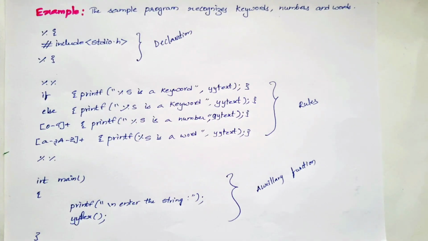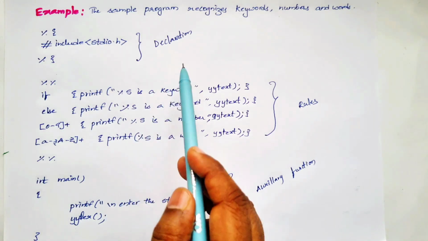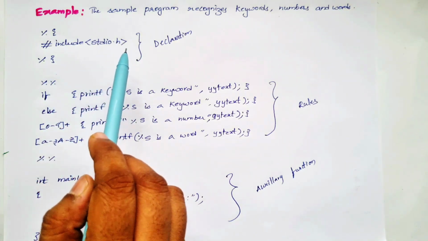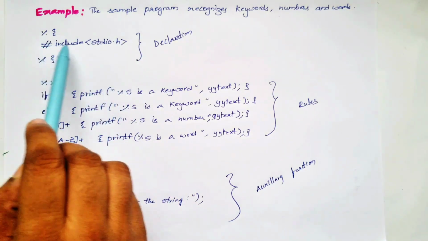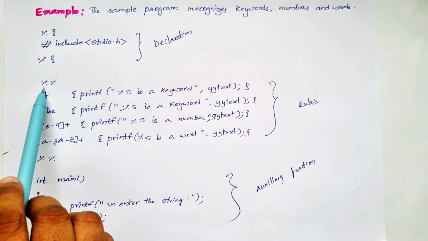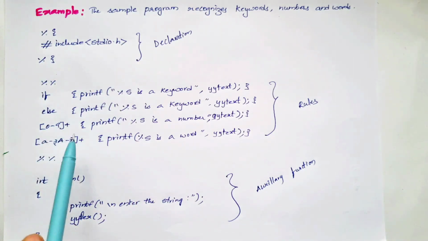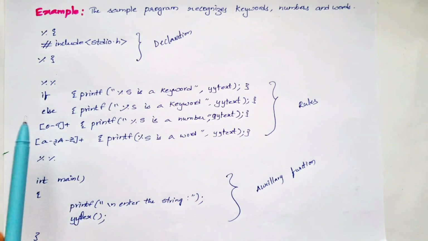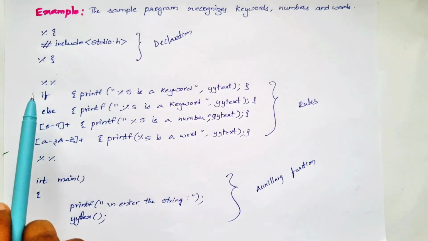See a sample program which recognizes keywords, numbers, and words in a given string. Here, this is the declaration part, which is having only the standard C header. This standard C header is written between these two symbols, and then followed by %%, which means this is the second section where you define the patterns followed by the actions.